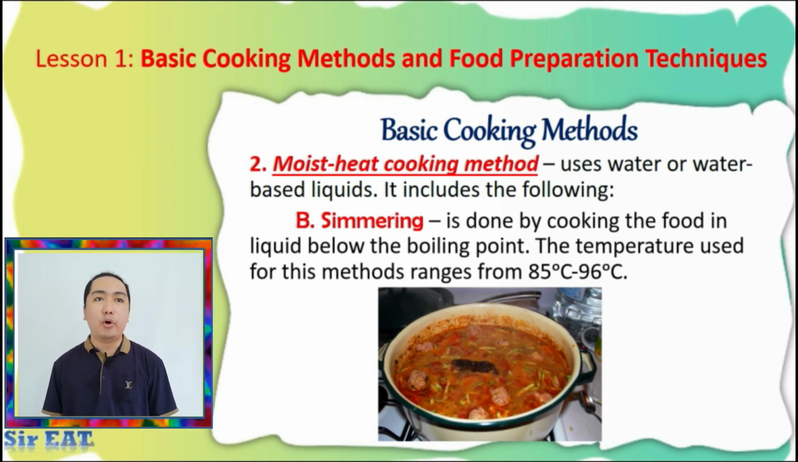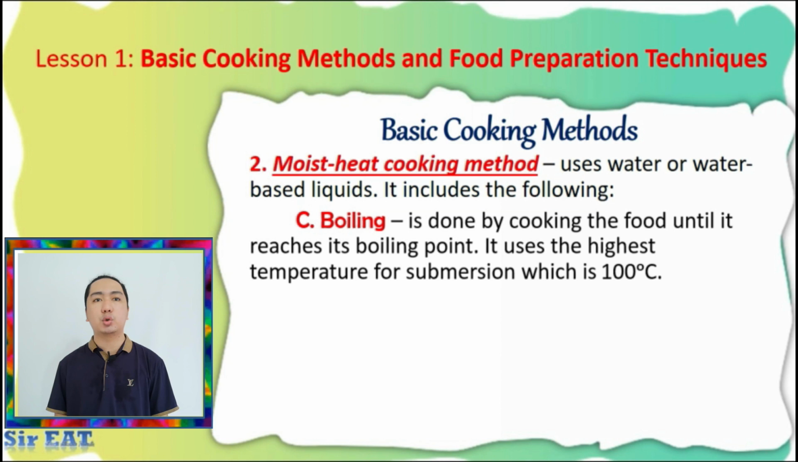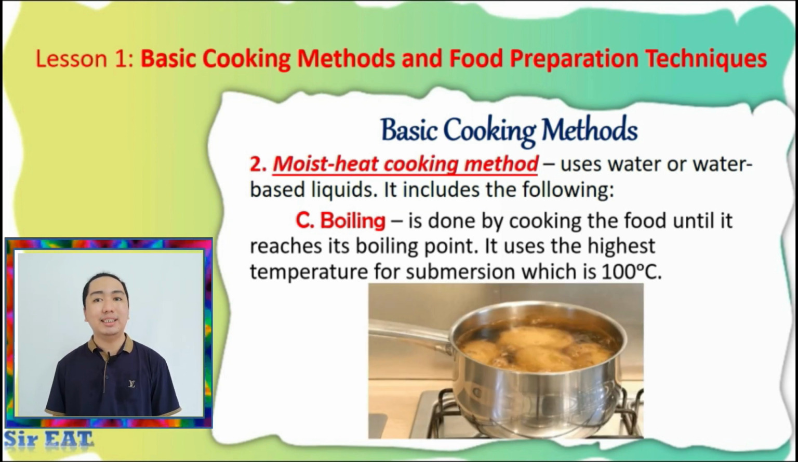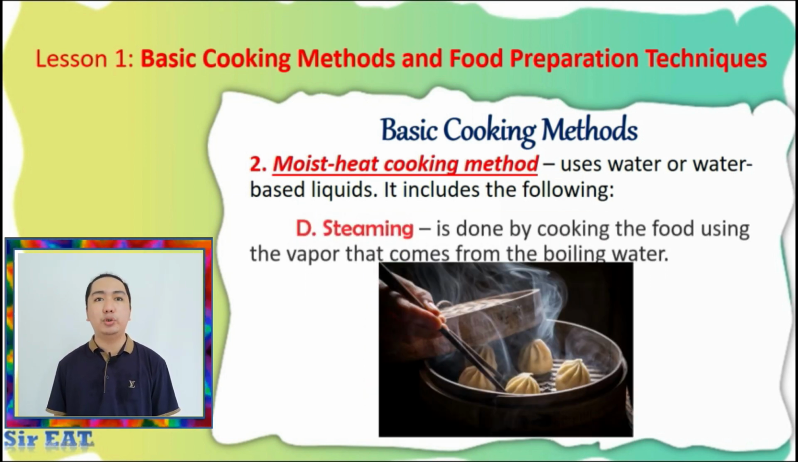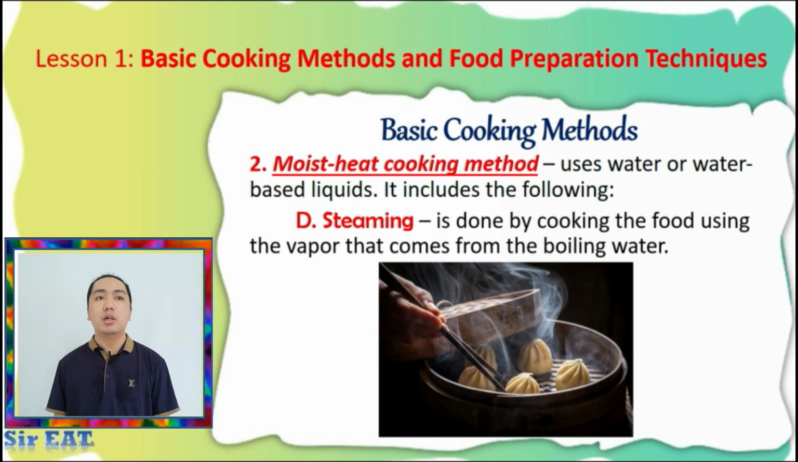Letter C, boiling, is done by cooking the food until it reaches boiling point. It uses the highest temperature for submersion, which is 100 degrees Celsius. Next, letter D, steaming, is done by cooking the food using the vapor that comes from boiling water. The food is in contact only with the steam produced from the boiling liquid at high temperature, making it a healthier way of cooking.